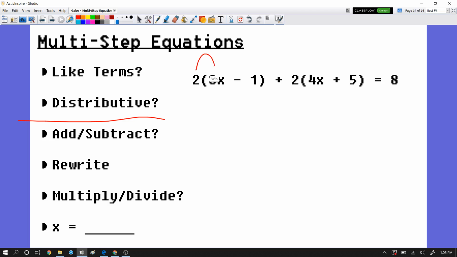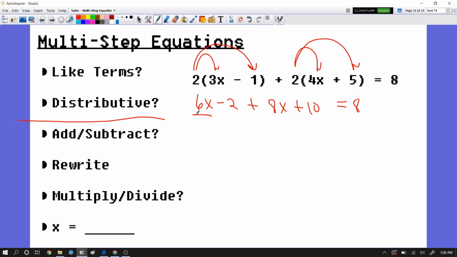So 2 times 3x is 6x. 2 times negative 1 is negative 2. Plus 2 times 4x is 8x. 2 times positive 5 is positive 10 equals 8. Like terms, 6x, positive 8x. Whenever you put 6 x's and 8 more x's together, you get 14 x's. I'm going to get rid of these. And then all you got to do is rewrite everything that's still there.